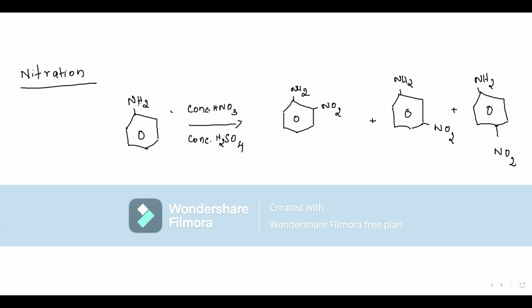NH2 becomes NH3 plus. So this change happens in a strongly acid medium, and this particular group is meta-directing. So it's not aniline which is meta-directing, but it is the anilinium ion which is meta-directing. Now, as done in the case of bromination, here also you can protect the NH2 group.